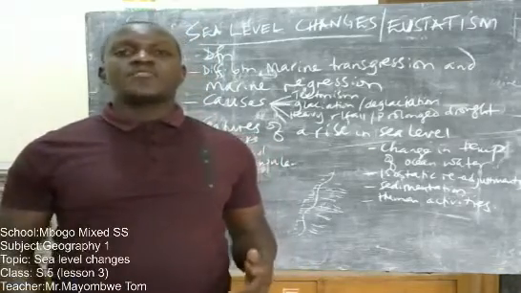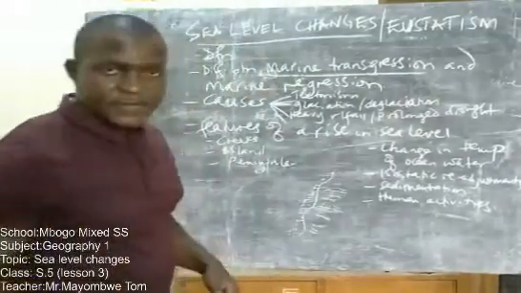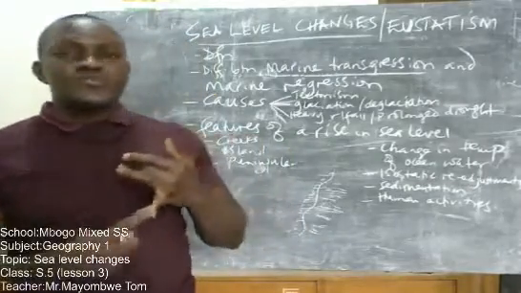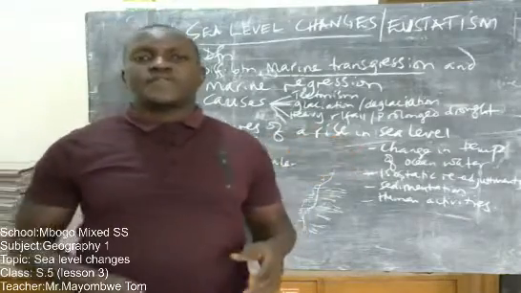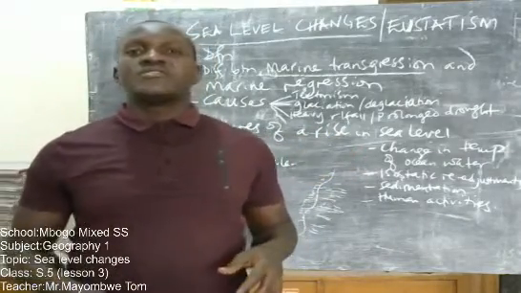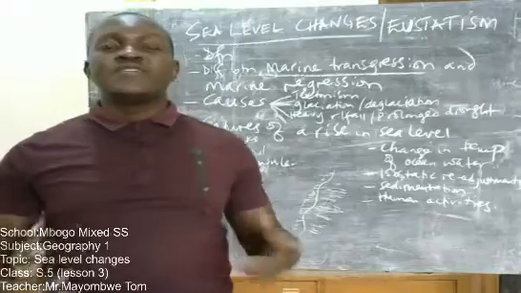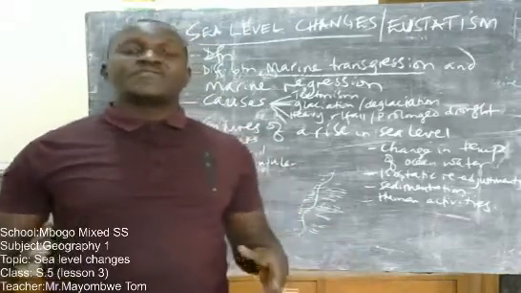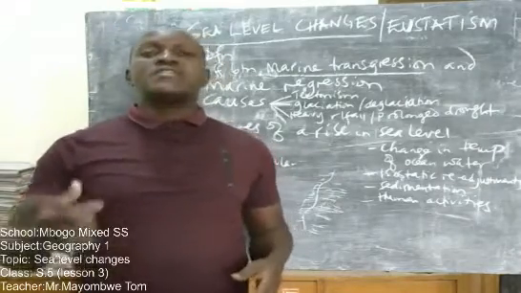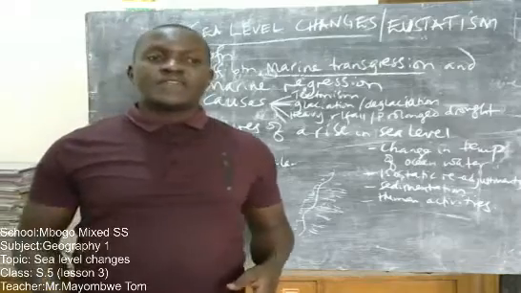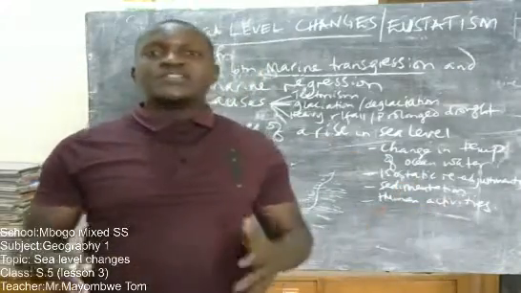This submergence of coastal features is what we call marine transgression. So, marine transgression refers to the submergence of coastal features. Marine transgression is brought about by a rise in the sea level, which is also known as positive eustatism or positive sea level changes. On the other hand, a fall in the sea level is also known as negative sea level changes or negative eustatism.